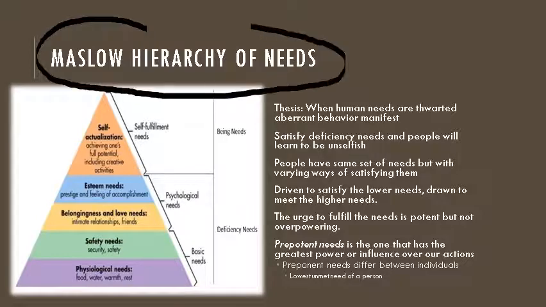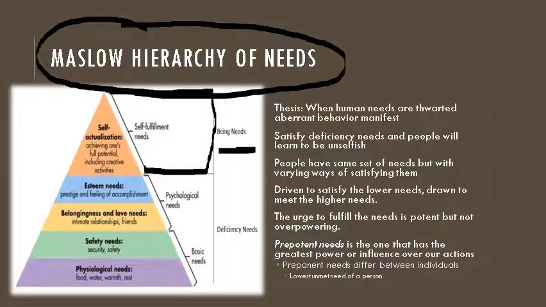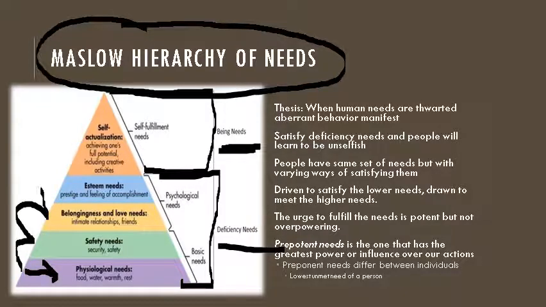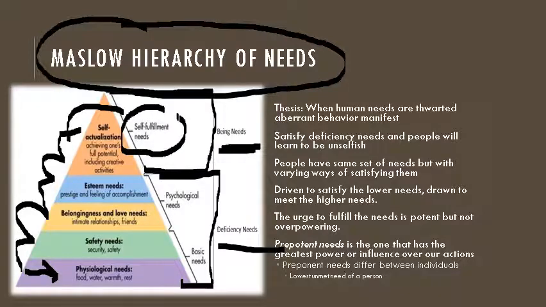Maslow hierarchy of needs, no? We all know this, that on this portion, this is the highest, which is being needs, okay? And from here to this is the deficiency needs. So the theory explains that you have to satisfy this level before you go to this level. And the highest is self-actualization, or what we call the self-fulfillment needs.